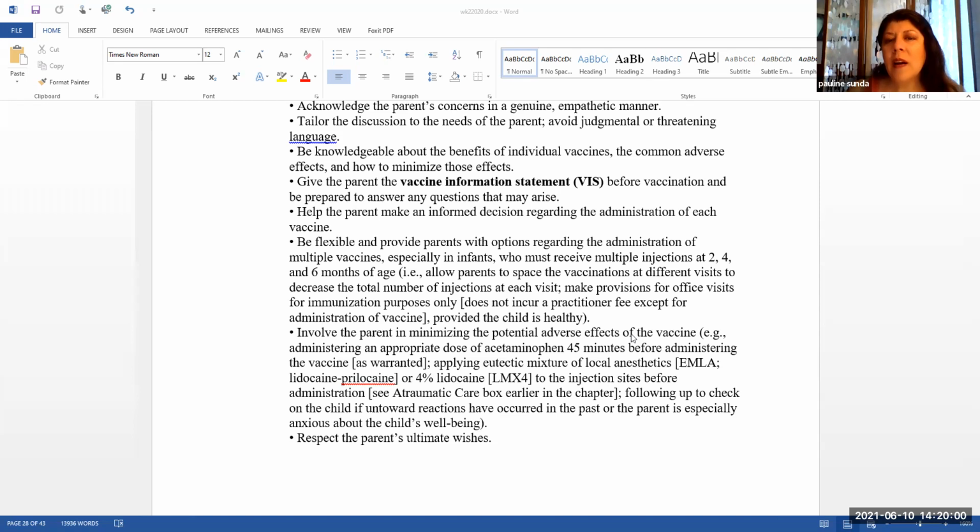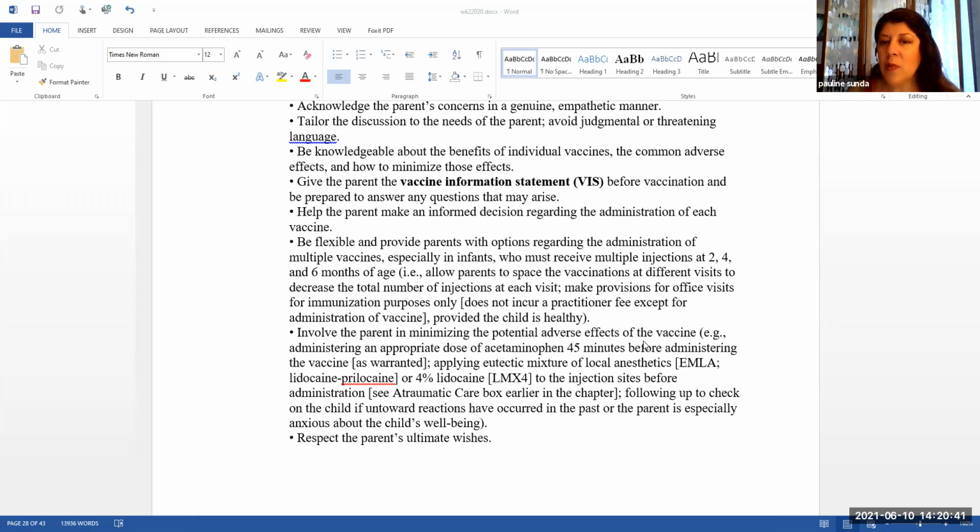Be flexible and provide the parents with options regarding the administration of multiple vaccines, especially in infants who must receive multiple injections at 2, 4, and 6 months of age. What that means is maybe we're going to allow the parents to space the vaccines at different visits to decrease the total number of injections at each visit. Make provisions for office visits for immunization purposes only. Ideally, they're not going to get a fee for this. This is something that you may want to implement if the parent is concerned, provided that the child is healthy.